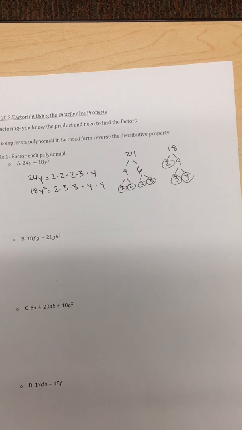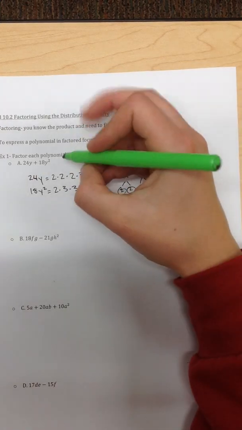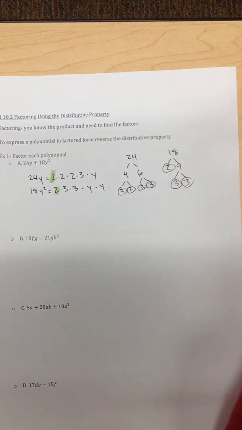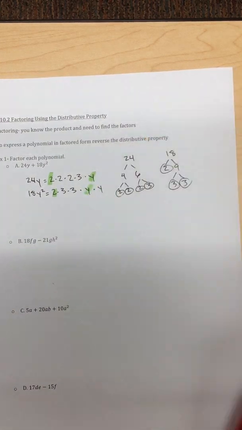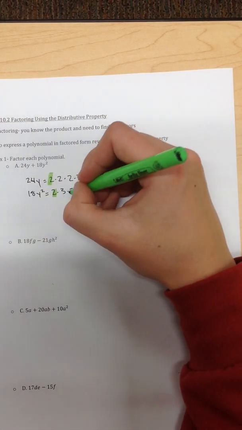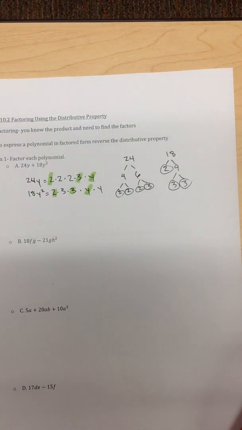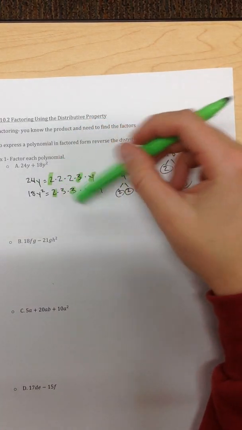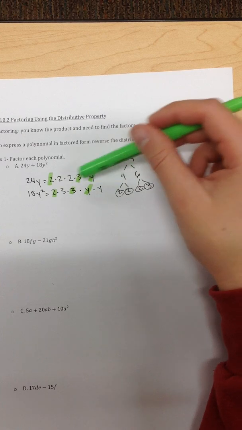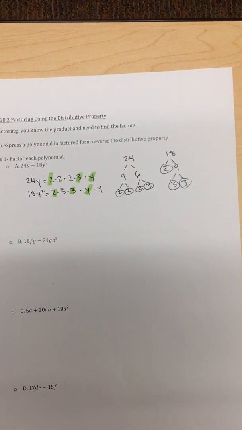Now we start doing stuff that's slightly different. What we do first is, again, just like last assignment, we see what's the same in both groups. Here we've got a 2 in both groups, a y and a y in both groups, and it looks like we've got a 3 and a 3 in both groups. Then this one's got a couple 2's. We don't have any 2's down there. It has a 3 and a y, and nothing up there matches that.